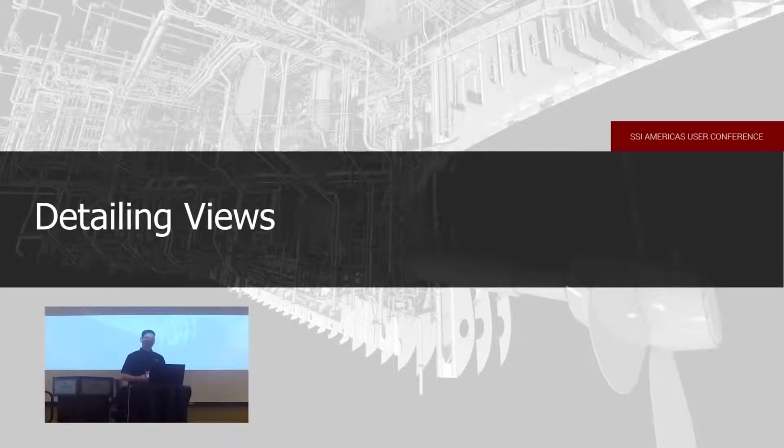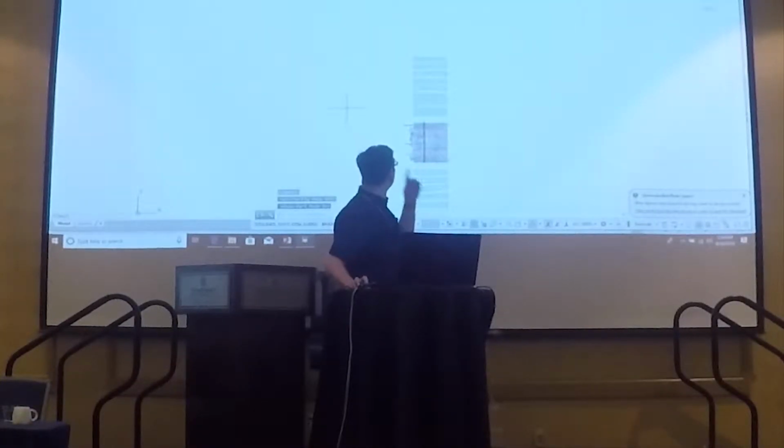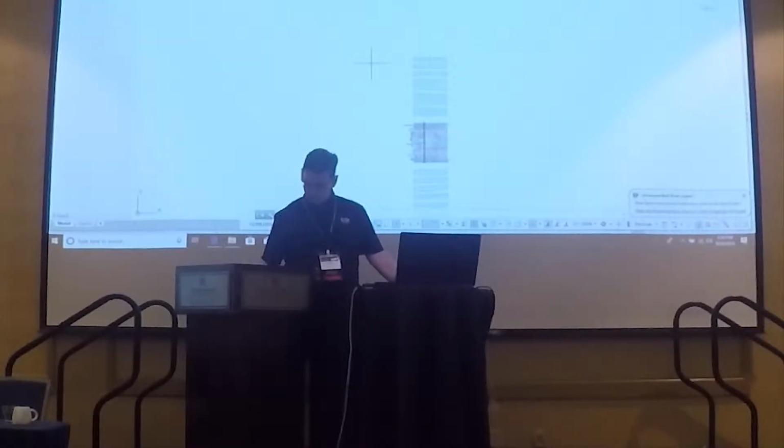So detailing views. One of the biggest benefits of marine drafting is that all objects in the view are related to the model. So views can be easily updated when changing the current model. Dimensions can also be added as needed in either paper space or model space. So here we have a marine drafting drawing.